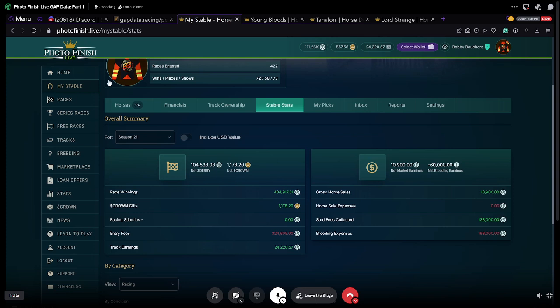That's the plan for next season. Oh wow. I don't think I'll have track earnings next season, but 404 minus 324, so I'm still positive 80, but I'll be a lot more positive because I'm going to be a lot more selective. Like I said, I'm probably not going to race a lot of my 2-year-olds, and maybe I'll loan some out. We'll see.